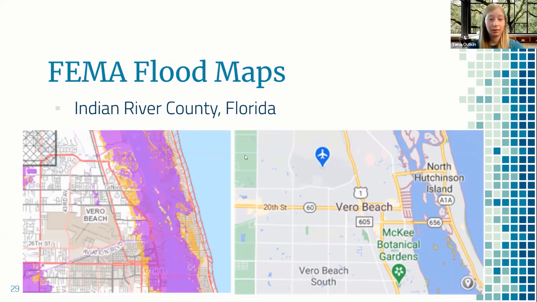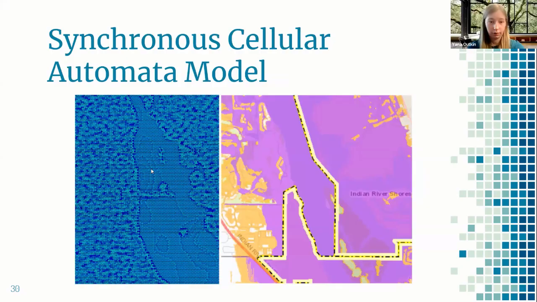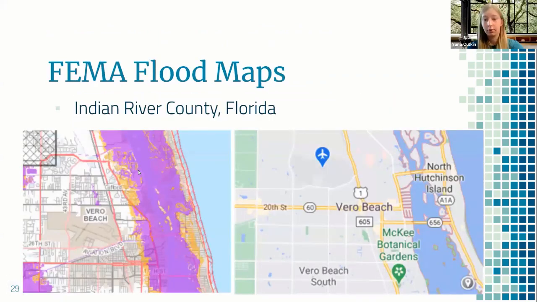So here's the result of the synchronous cellular automata model on this region in Indian River County. And the Indian River flows through here. So here's the Indian River and the area along the Indian River in purple, most of it.